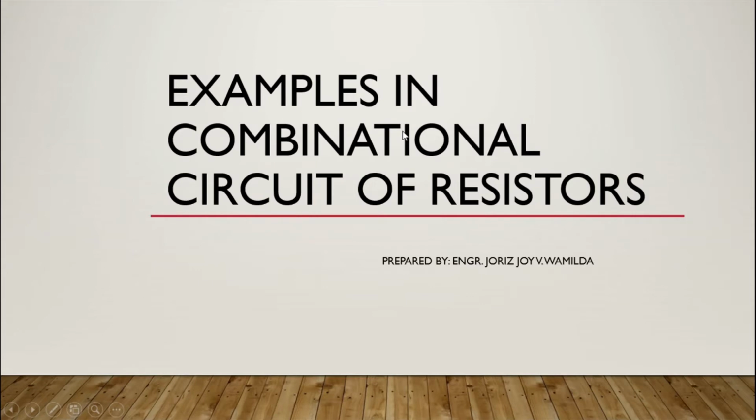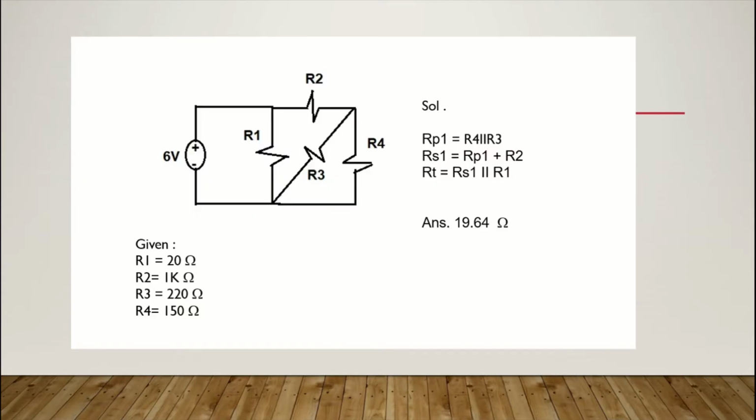Okay, so I prepared these examples in combinational circuit of resistors para mas madali at mas mapadali maintindihan nyo kung paano siya isolve yung combinational circuit ng resistors. Combinational circuit because there's parallel connection and series connection in one circuit. So let's solve for number 1.